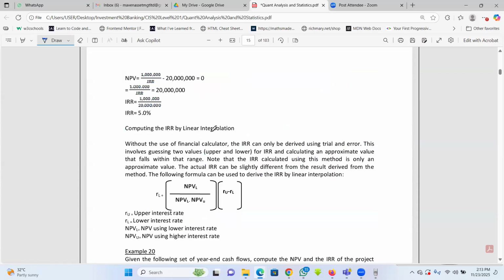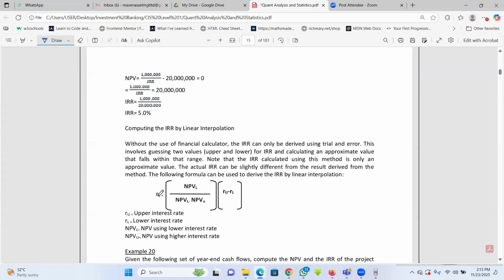Okay, so here we are having the linear interpolation method. Now, as I said, CIS uses this a whole lot, and you need to be familiar with it. So to get your IRR here, what are the things you need? Look at this formula. You need to first find an interest rate or two interest rates that will act as your upper interest rate and the lower interest rate. Then with that upper interest rate, find the NPV value. With the lower interest rate, find the NPV value.